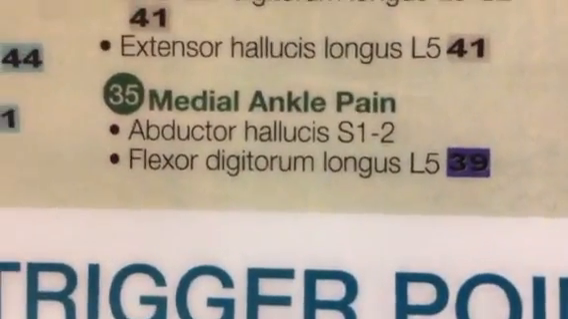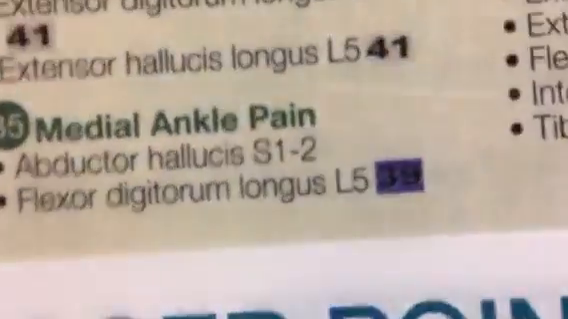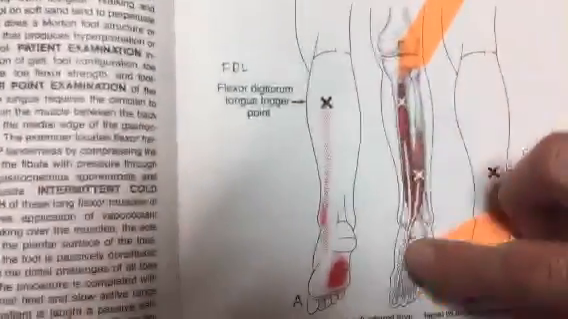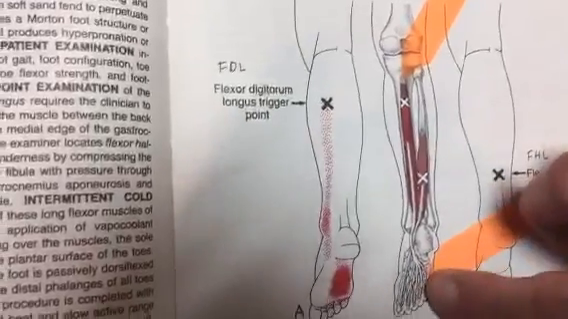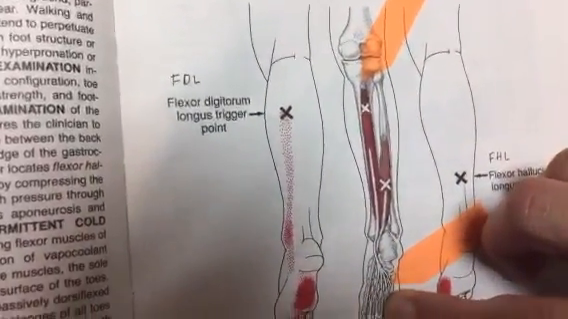Let's take a look at that. The extensor digitorums go all the way up the shin, but how about the flexor digitorums? Does the longus go all the way up the back? Yes, it does. It comes all the way up to here on the back of the tibia, comes all the way down and attaches on all of the digits, all the toes, except for the great toe.